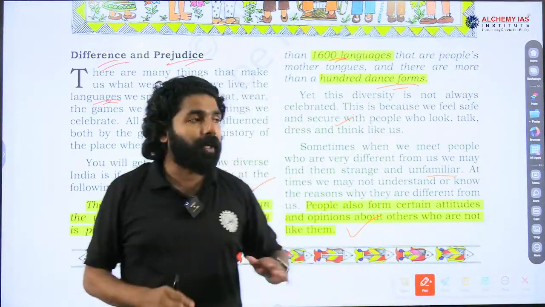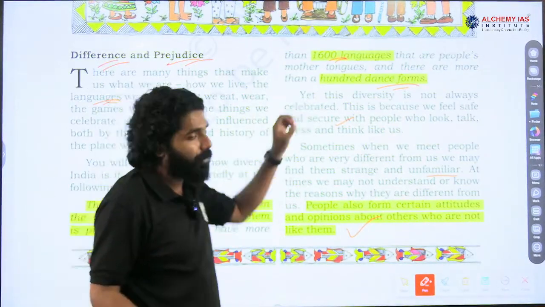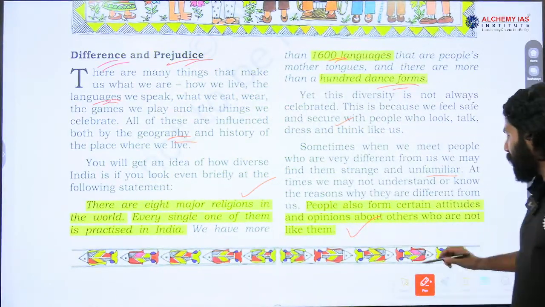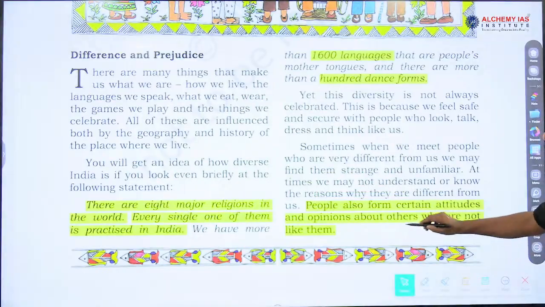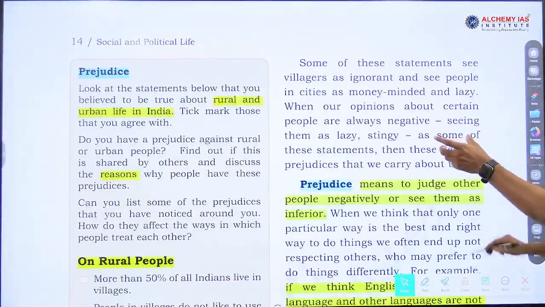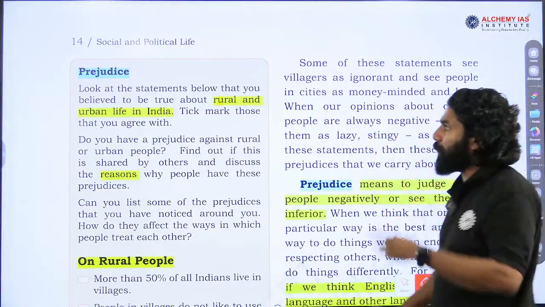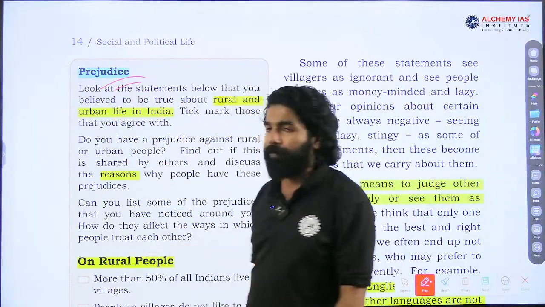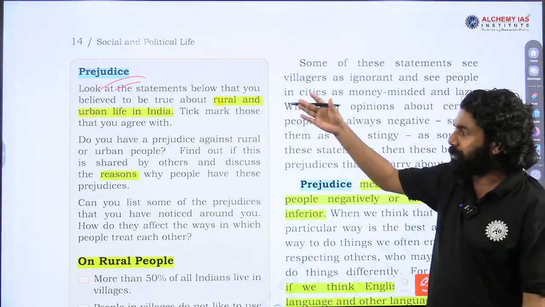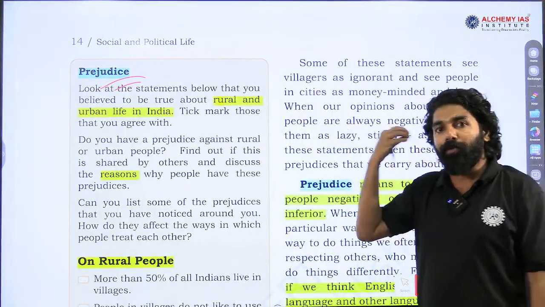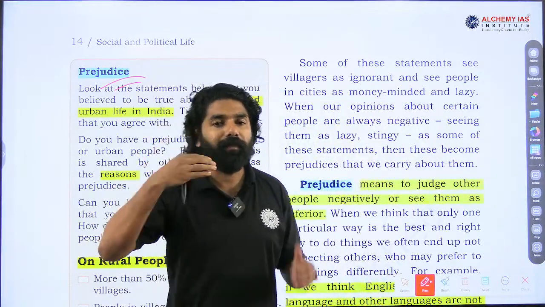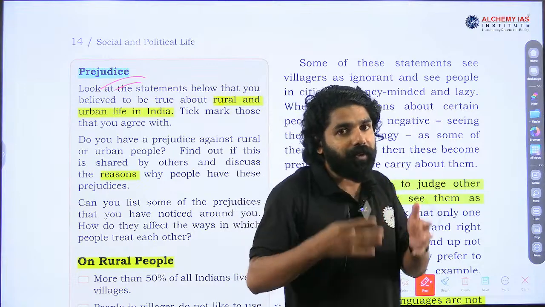So this chapter explains how we may have prejudices towards one community over another. It starts by explaining what exactly is meant by the concept of prejudice. In order to explain the term, it gives an example of how we perceive people in rural areas and how we perceive people residing in urban areas.